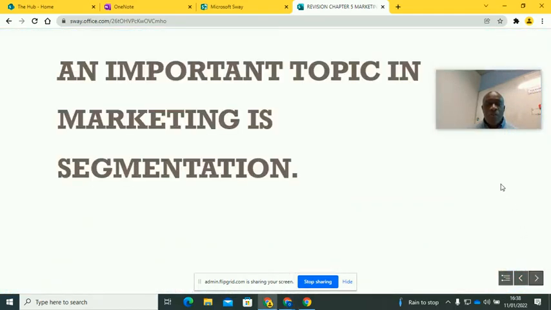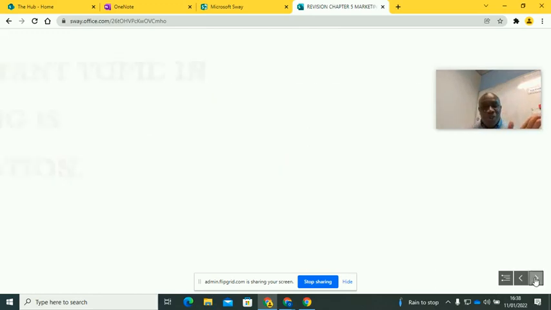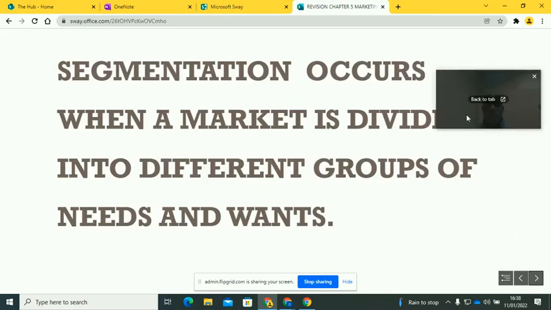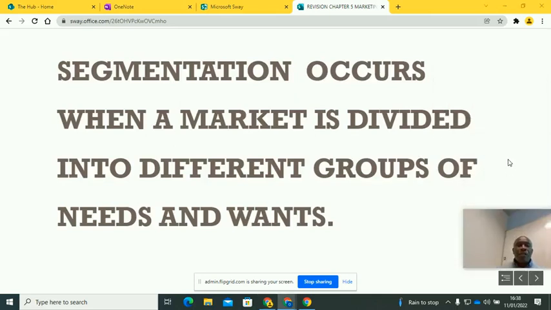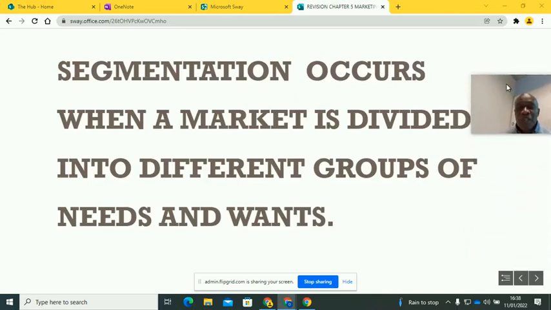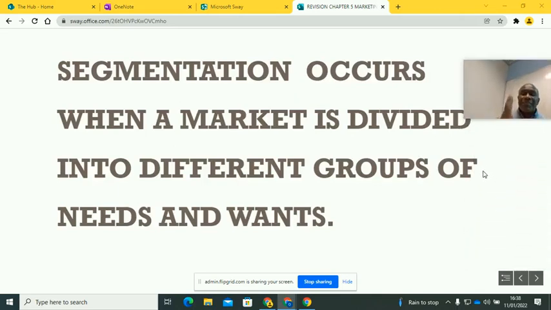Another important thing that we need to know is segmentation. Really important, guys. What is segmentation? Just try and imagine you've got a knife and you're cutting your cake in different parts. That's what you're doing. So always remember that that's literally what it means. When a market is divided into different groups of needs and wants, you basically split the market in different aspects.